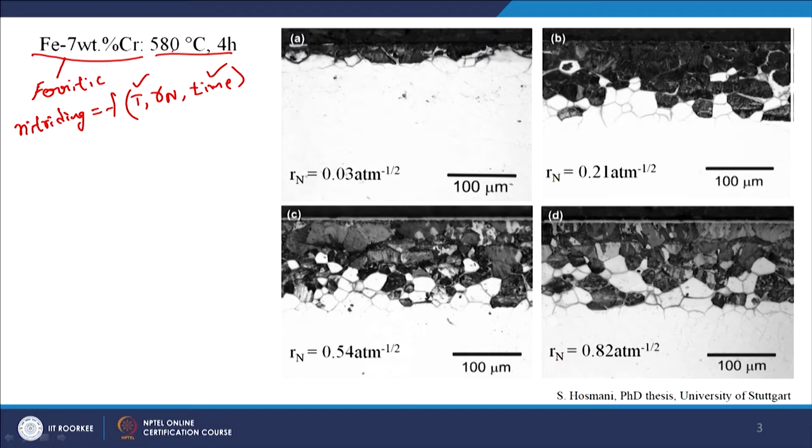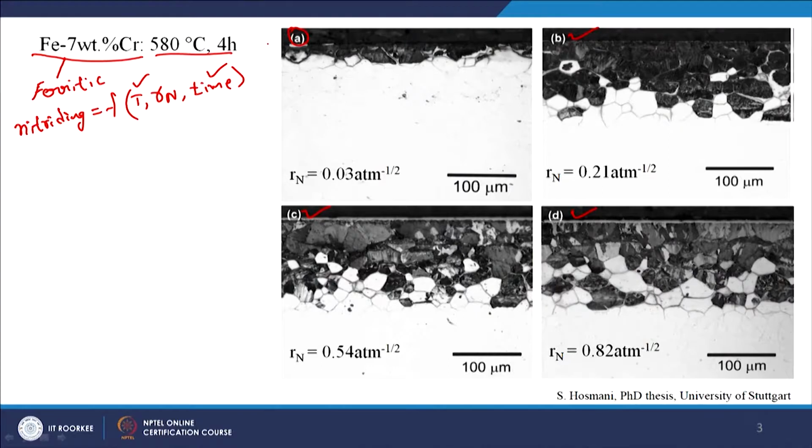And now, what you see here, this A, B, C, D, these are the light optical micrographs taken from the cross section of the nitrided sample. What you are seeing here on the top, all these arrows indicate the surface of the sample, and you are going from the surface into the depth, and somewhere here you will have the core of the sample.